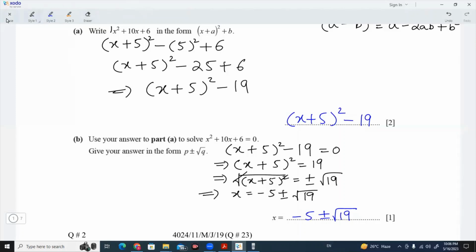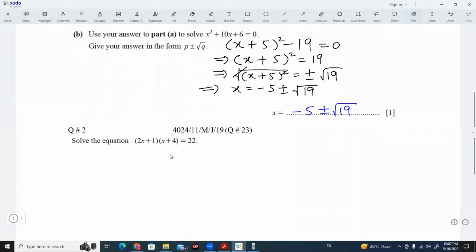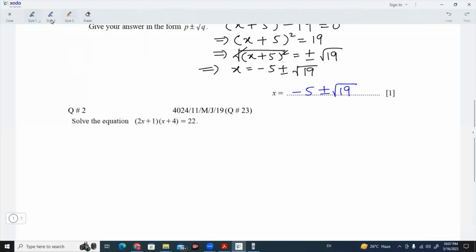Moving ahead to question number 2 quickly. They mentioned we have to solve the equation (2x plus 1)(x plus 4) equals 22. This is a paper 1 question. Normally the quadratic formula is not to be used here. We have to do middle term break or completing the square. We have to check what to do exactly here. Most of the questions are dealing with factorization. Most students make the mistake of supposing 2x plus 1 equals 22 or x plus 4 equals 22. This cannot be done like this.